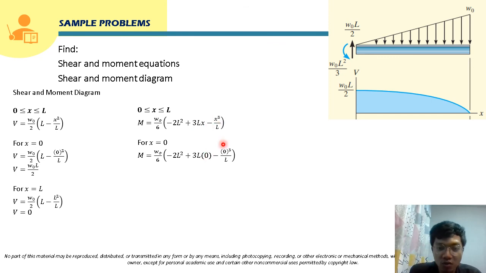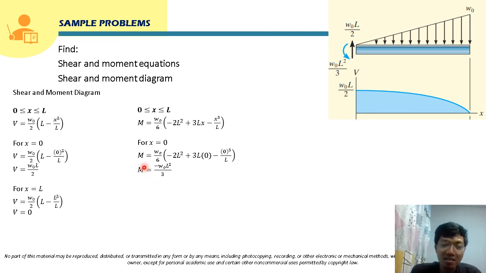For this x cubed, we will substitute 0, so this will become 0 cubed. Simplifying this, class, this will become 0. This will also become 0. So what will remain here is negative 2L squared. So negative 2L squared times W sub O times 1/6. So that will be negative 1/3 times W sub O L squared. Now, this will be the moment, class, at x is equal to 0.